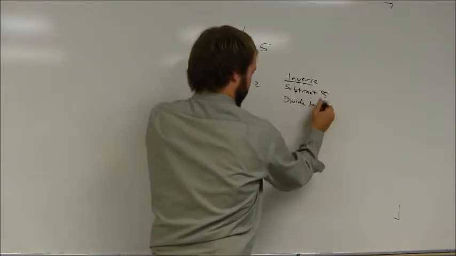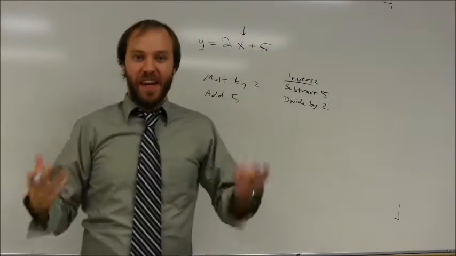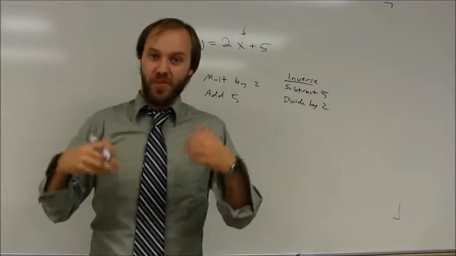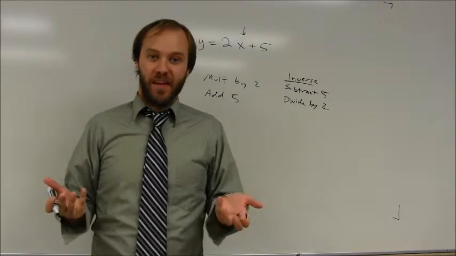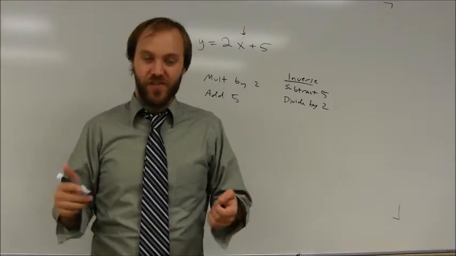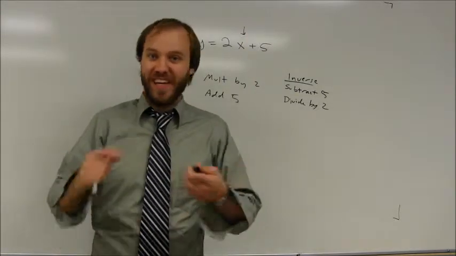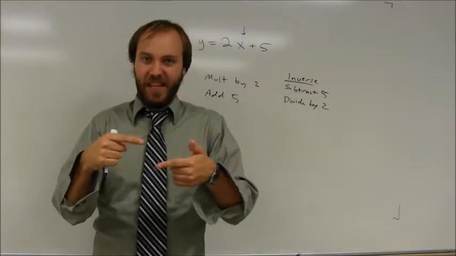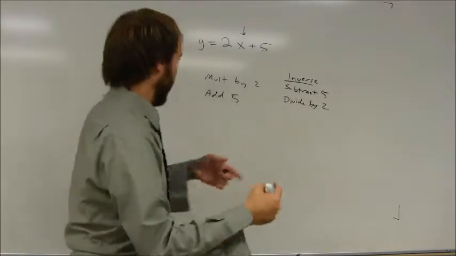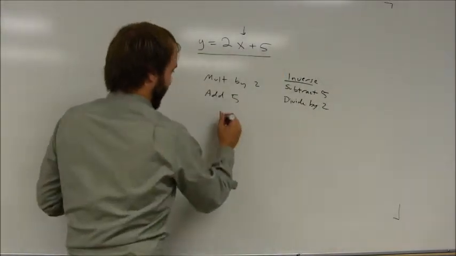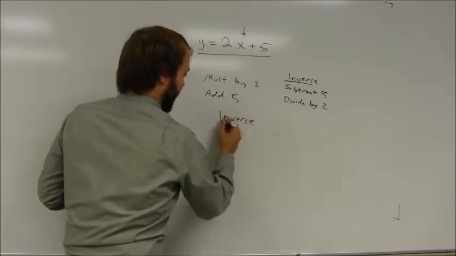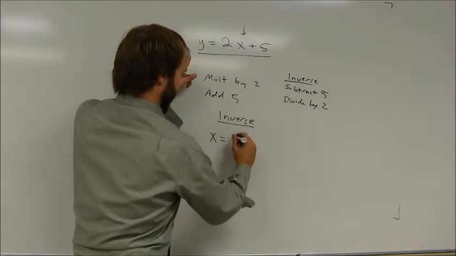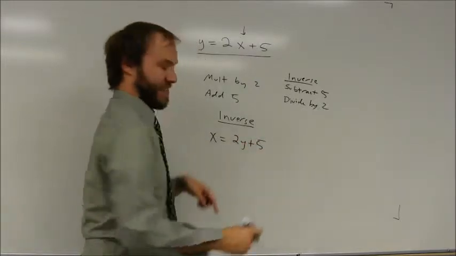dividing by 2. Now, that's probably not how you learned how to do inverses. The way you learned how to do inverses is probably algebraically. Another way about thinking about inverse functions is you have an input and an output, usually an x and a y. Really what you're doing is you're reversing the input and the output. So the other way you can do this, you can write the inverse function. The inverse function technically is just the equation written with the input and the output switched. So I can say x equals 2y plus 5, and that's an inverse function.